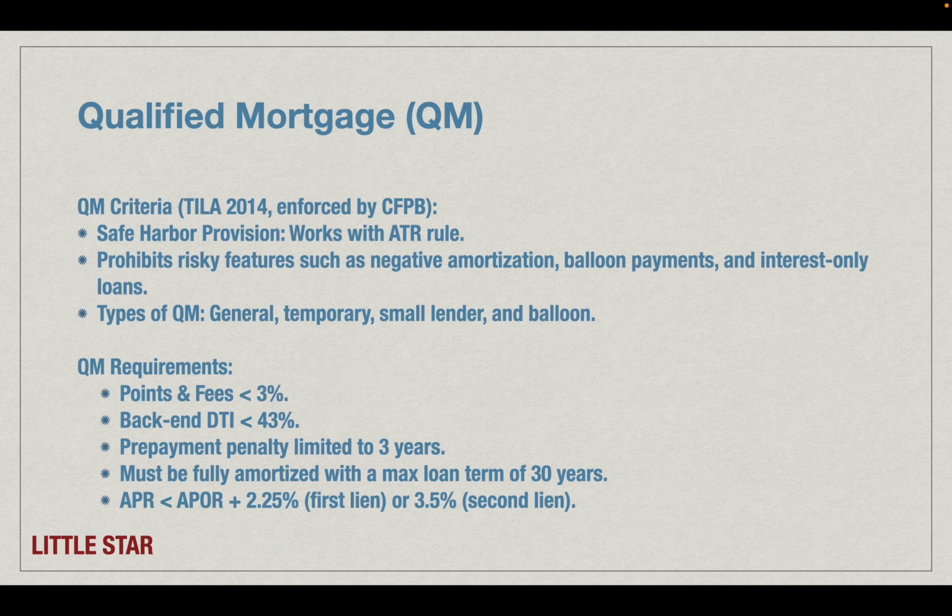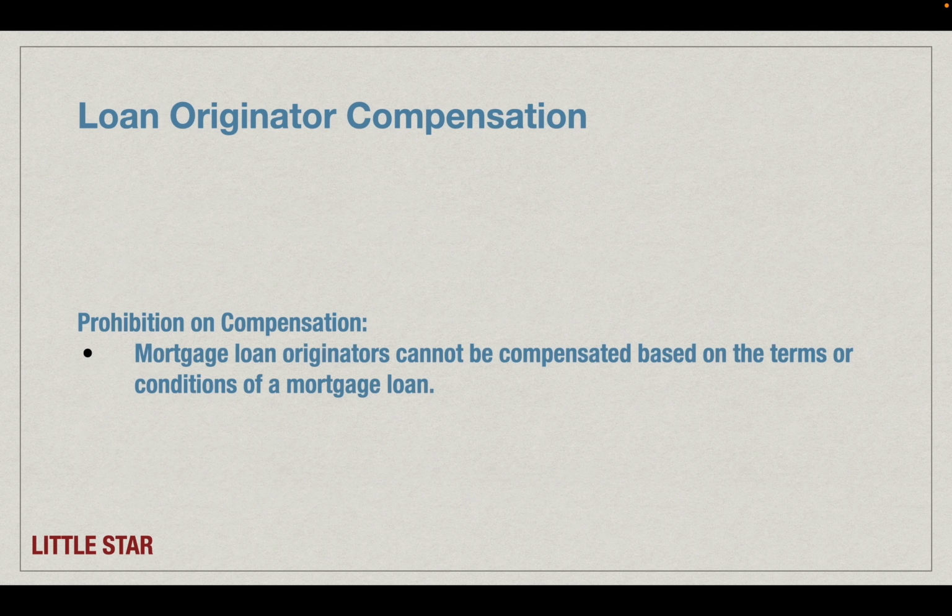For a loan to be a QM, it has to meet some key requirements. Points and fees can't exceed 3%. The back-end debt-to-income ratio, DTI, must be below 43%. Prepayment penalties are limited to 3 years. The loan has to be fully amortized, with a maximum term of 30 years. The APR must be lower than the average prime offer rate, APOR, plus 2.25% for first liens or 3.5% for second liens. Loan originators can't be paid based on the terms or conditions of a mortgage.